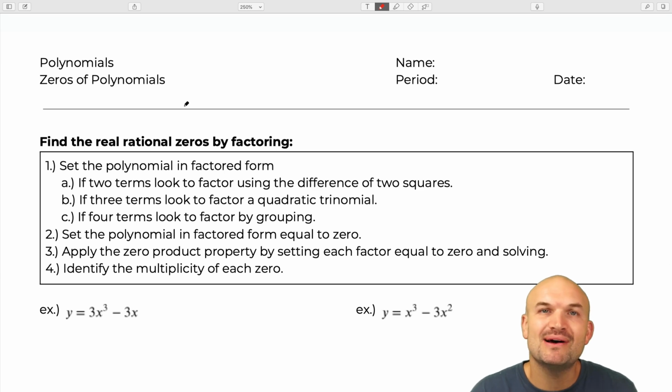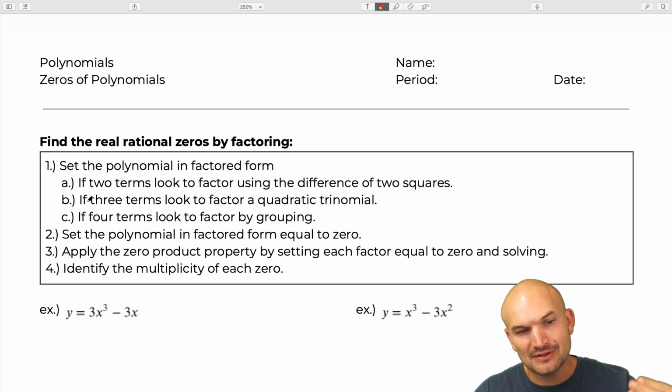Right, welcome back. So let's go ahead and get into the processes for the zeros of polynomials. To start off, we're going to look into finding the zeros by factoring. If you struggle with factoring, this is going to be a great section for you, because all we are going to be doing is reviewing our factoring skills. And you can see I have a nice little guideline here as well.